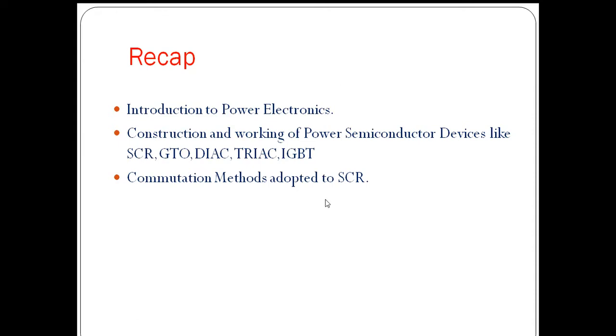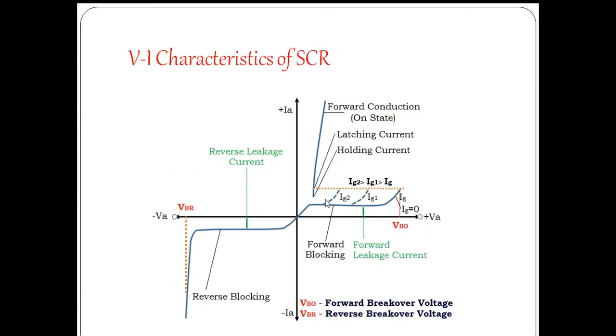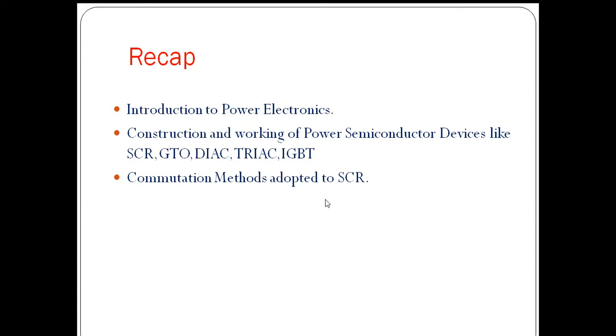For that, we used two types of techniques, mainly natural commutation and forced commutation. Whenever the supply is AC, we use natural commutation techniques. Whenever we have DC supply systems, we go for forced commutation. So different forced commutations are there. That discussion we made in detail in the last classes. In this class, we are going to discuss mainly the turn-on process.